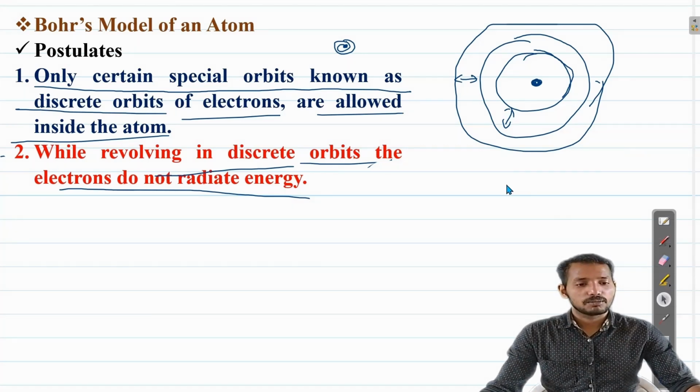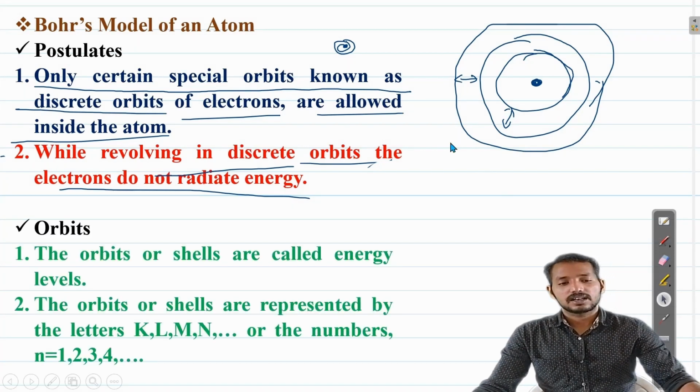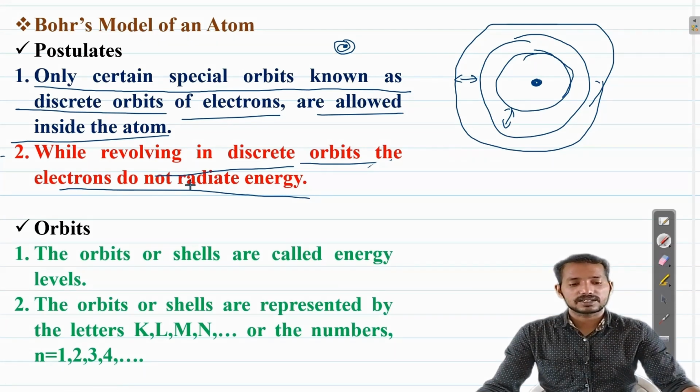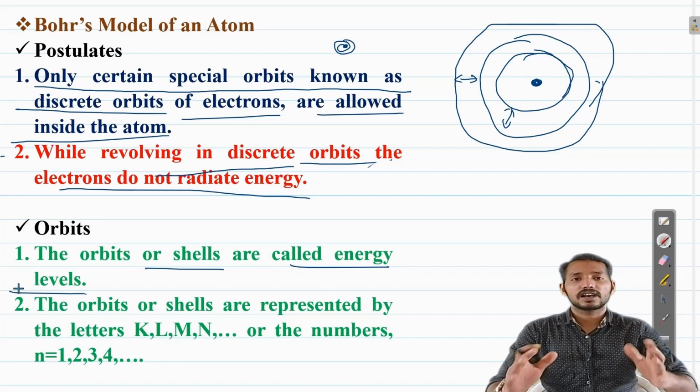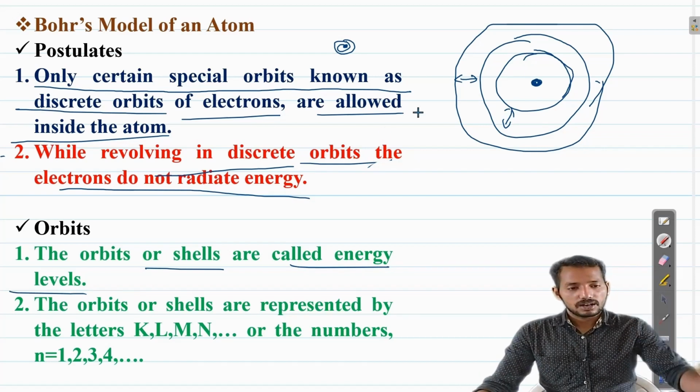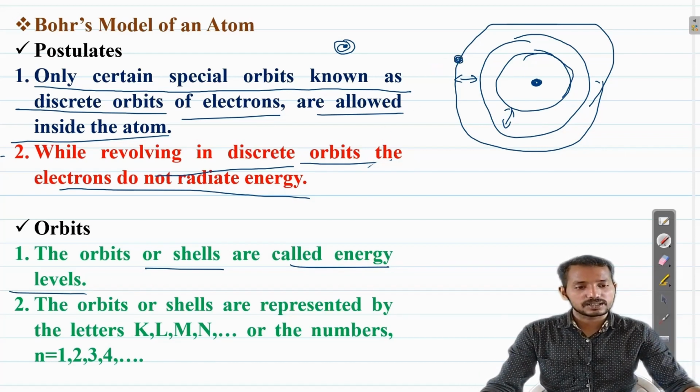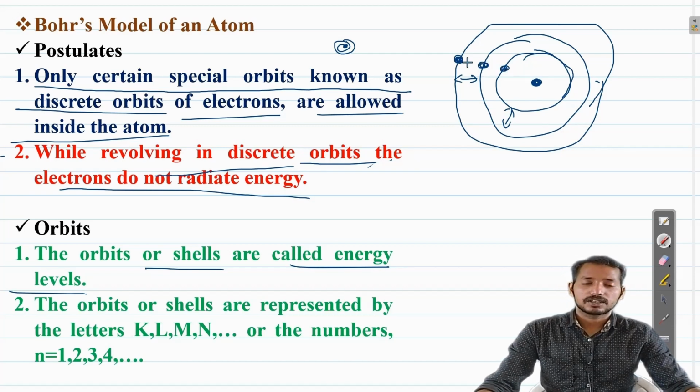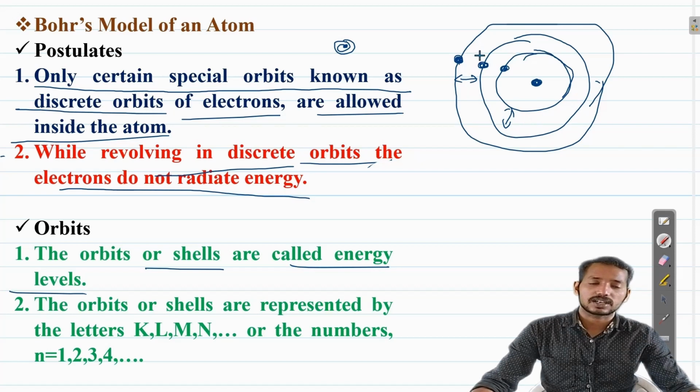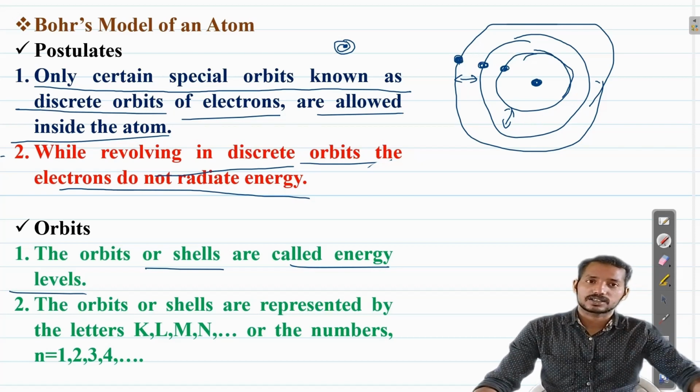And moreover, these orbits or shells are called energy levels. That means the energy of an electron revolving in this orbit will be different from this one, and different from here. That means the continuous path is not allowed. That means electrons do not radiate energy.